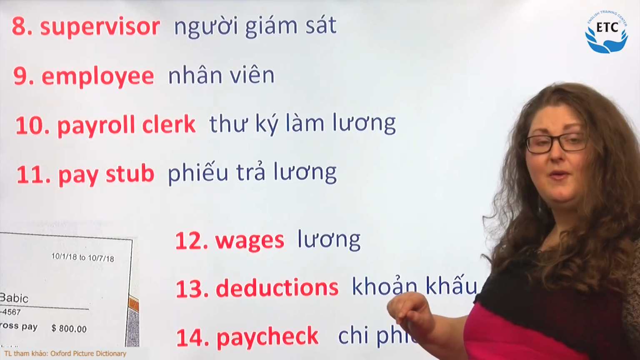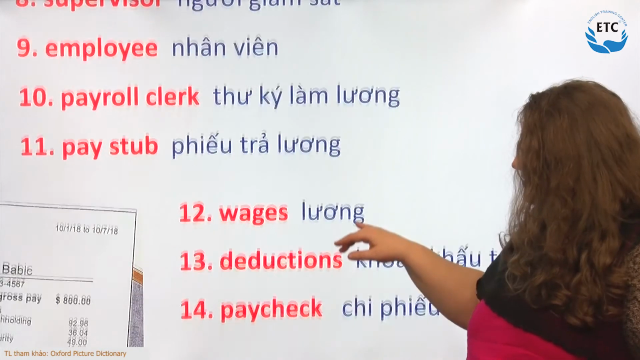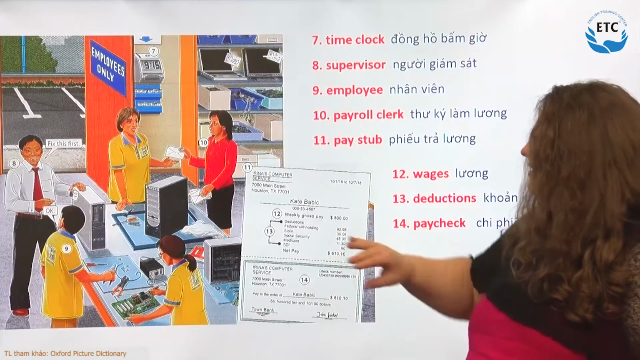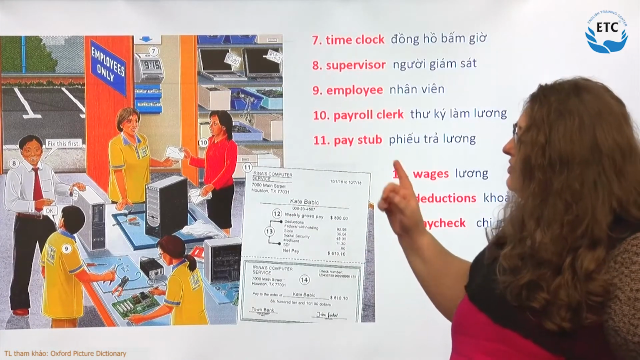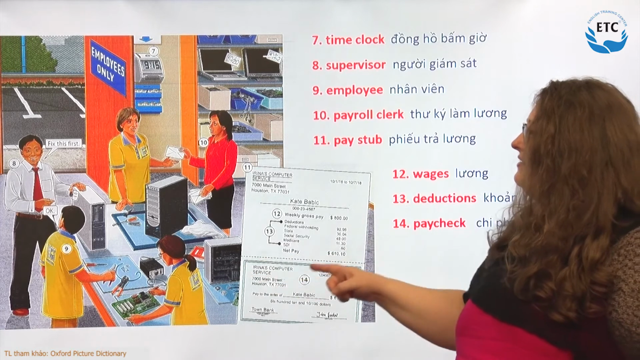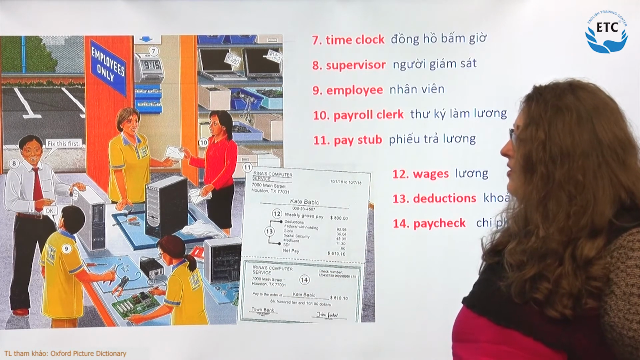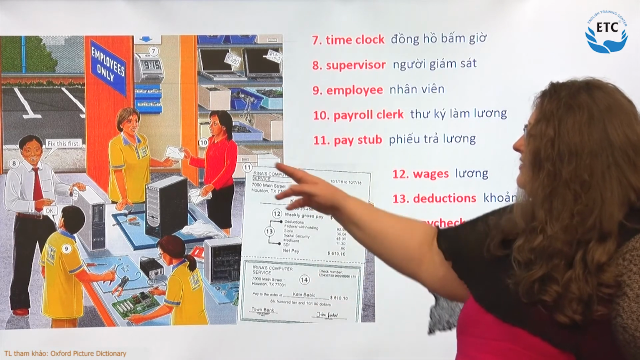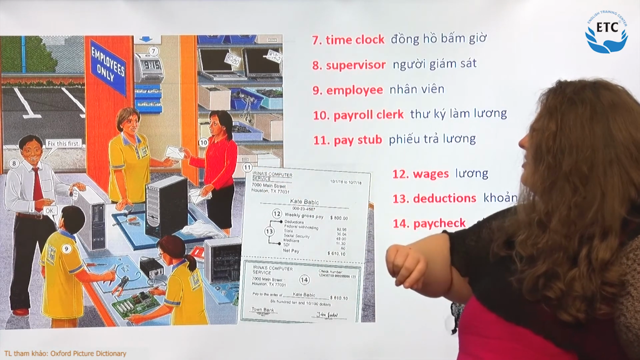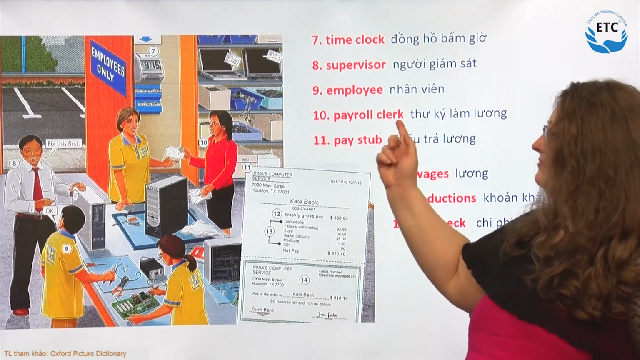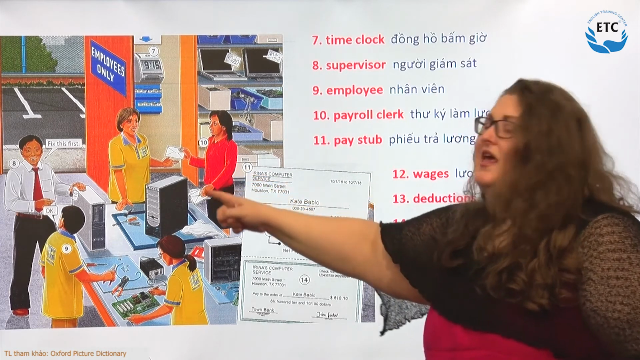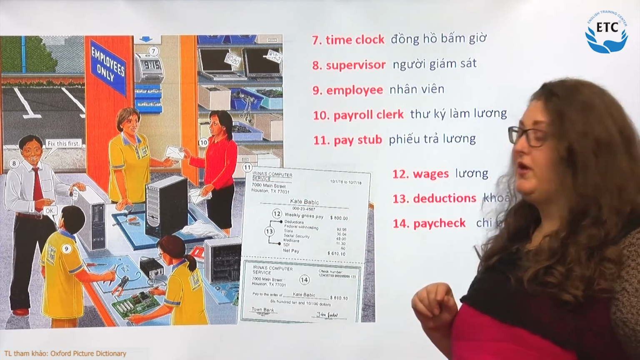Paycheck. All right, so let's take a look here. Now, what do you see is happening in this picture? We have this woman. She is the payroll clerk. She's handing out these envelopes to the employees, right?